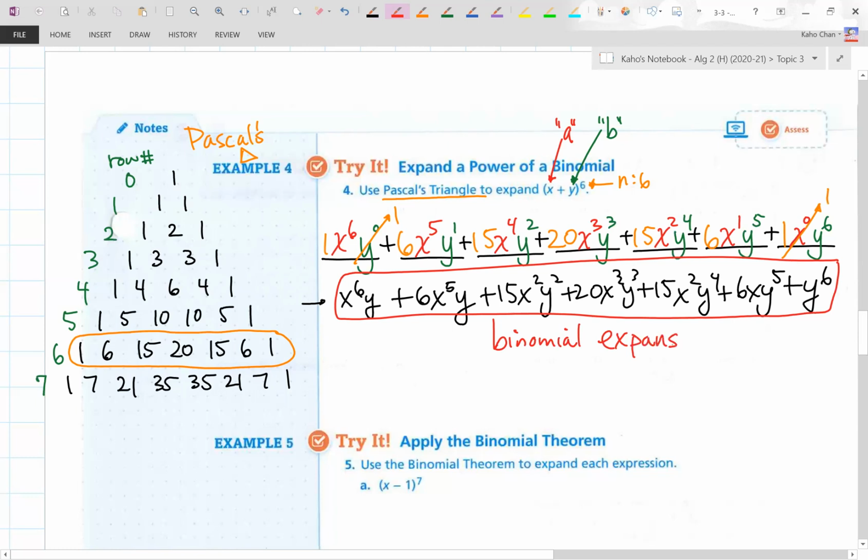It's a shortcut using Pascal's triangle. Powers of A, let's remind ourselves, decrease. The power decreases for the A value, and for B's, that decreases from N. Forgot about that. B's powers increase from 0. And that's how that works, okay?